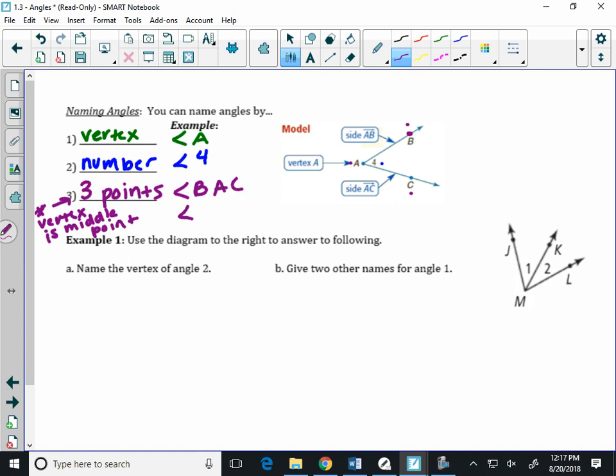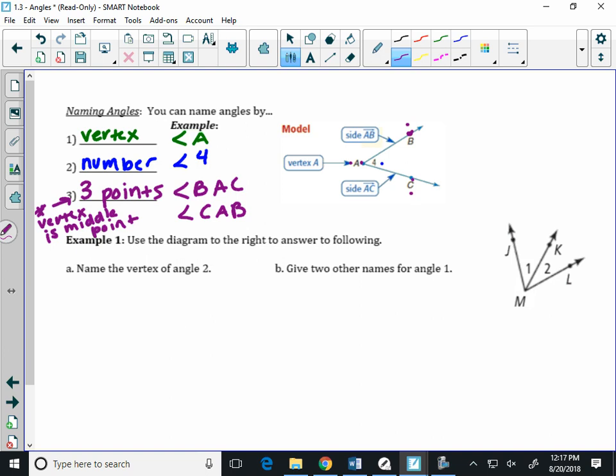What's another way we could have named that angle? Brandon? The name is angle CAB. Angle CAB. You can go the other way. You can start at the other arrow, go to the vertex, go to the other arrow. So you could have named it CAB. The vertex has to be in the middle.